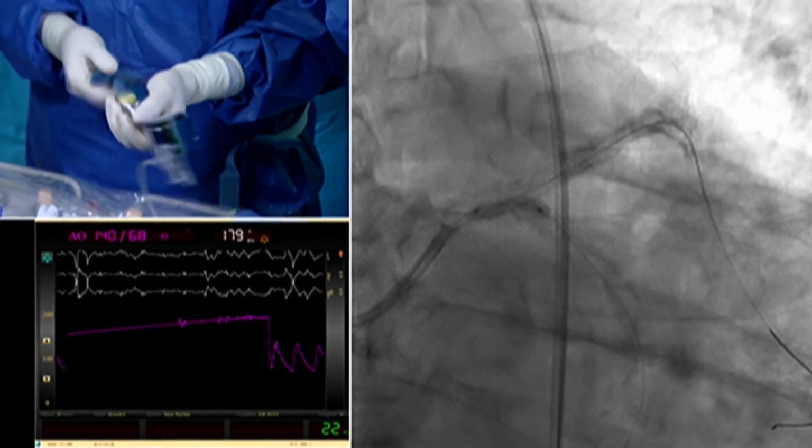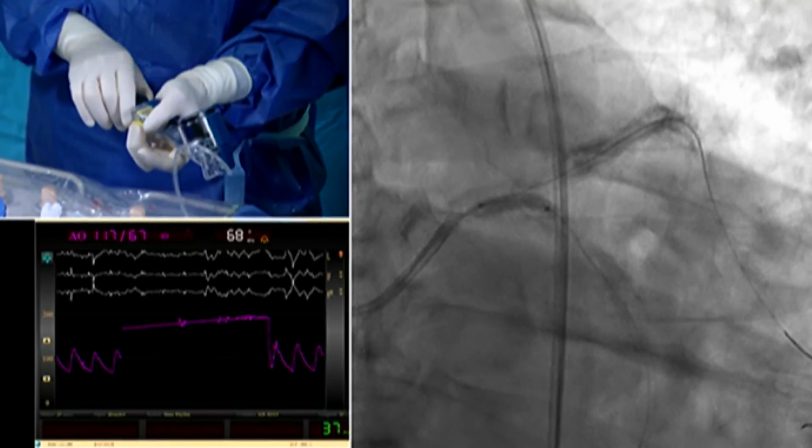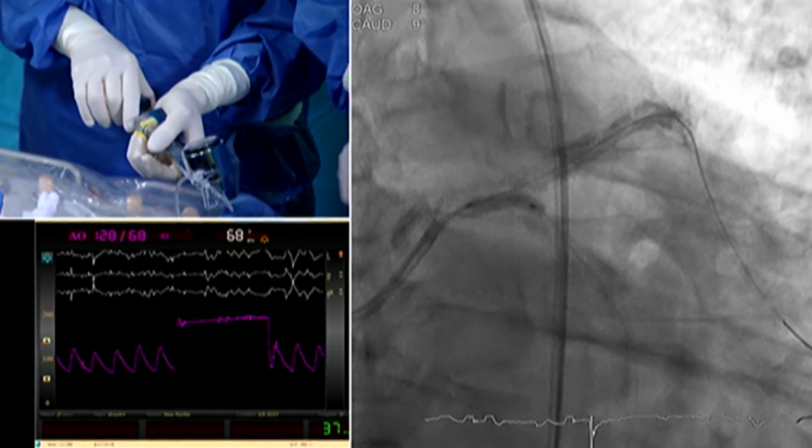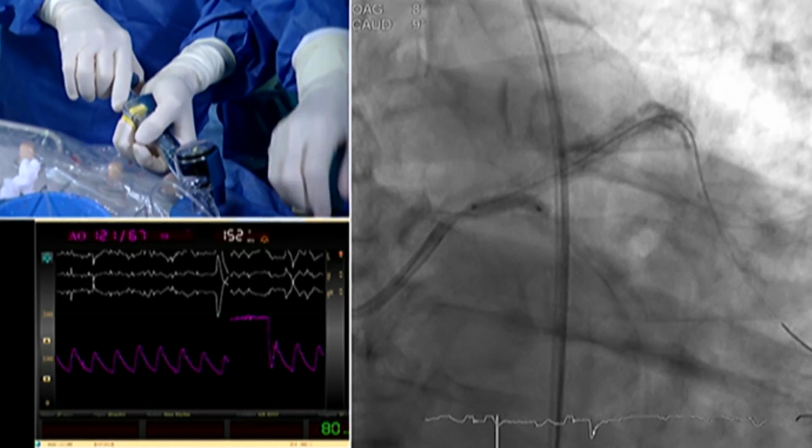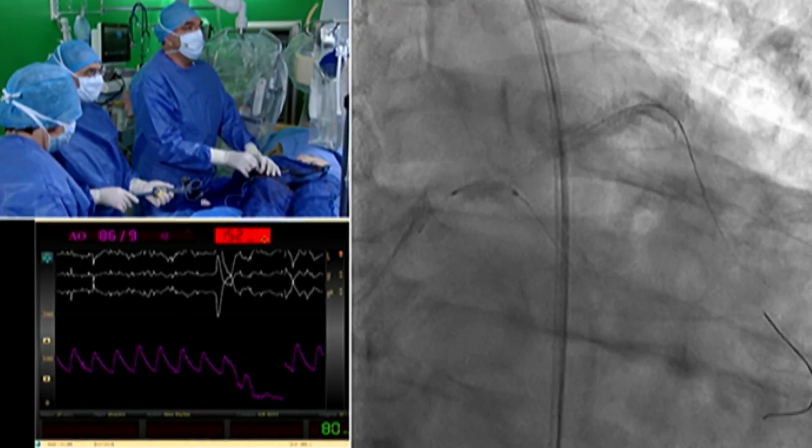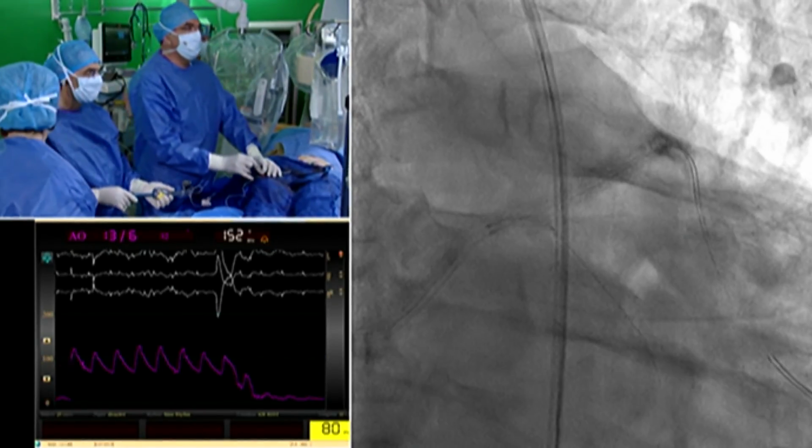We can go to 20. And yeah, you see the calcification. Zoom. We're going to advance a little bit. Okay, stop. We see the calcification.